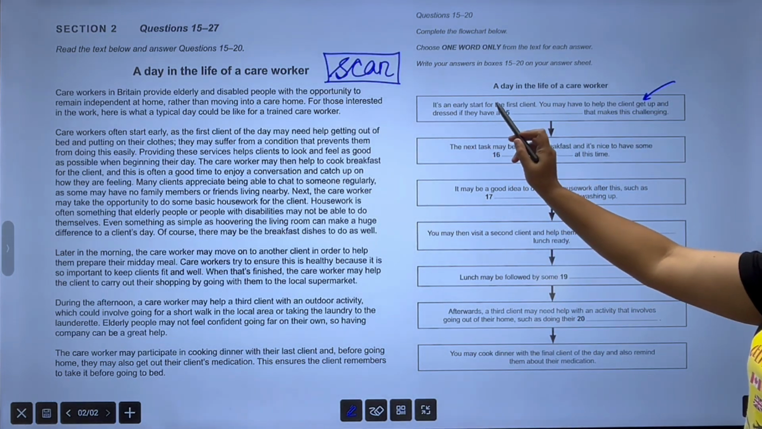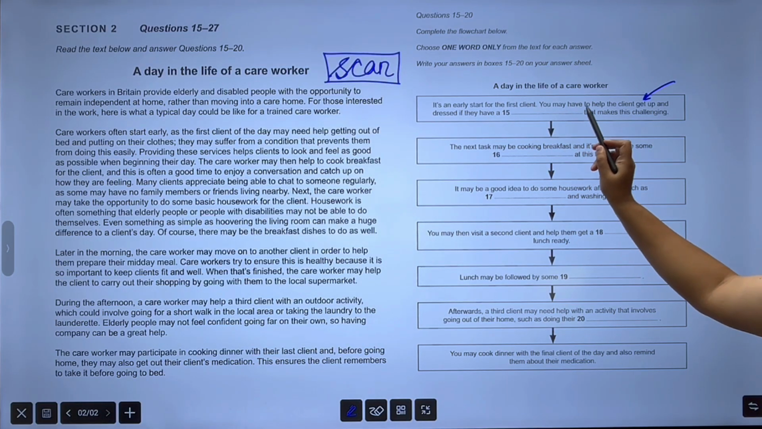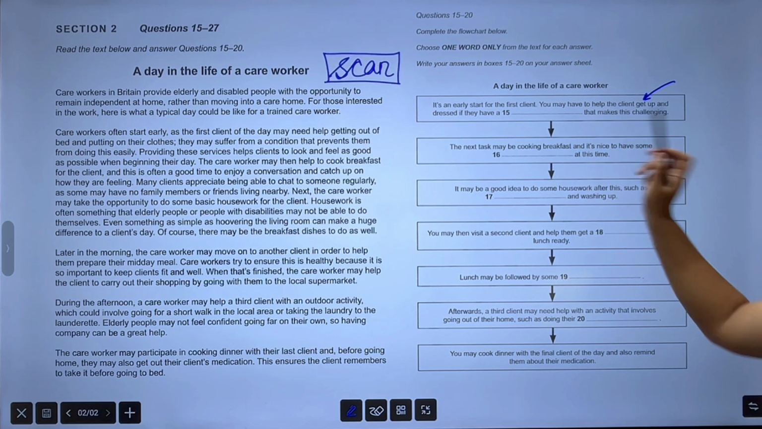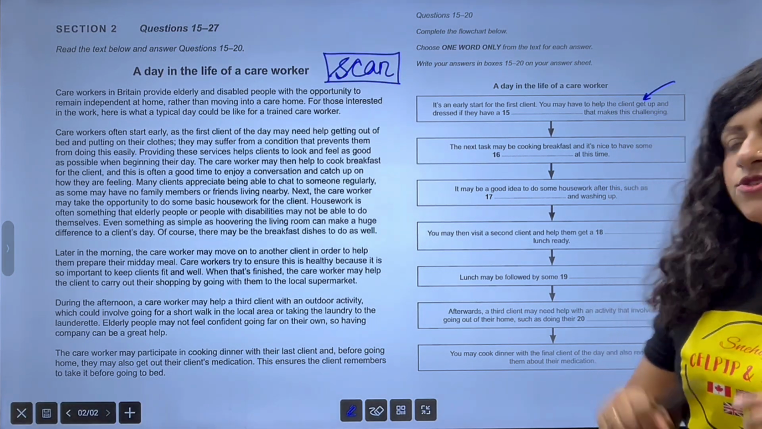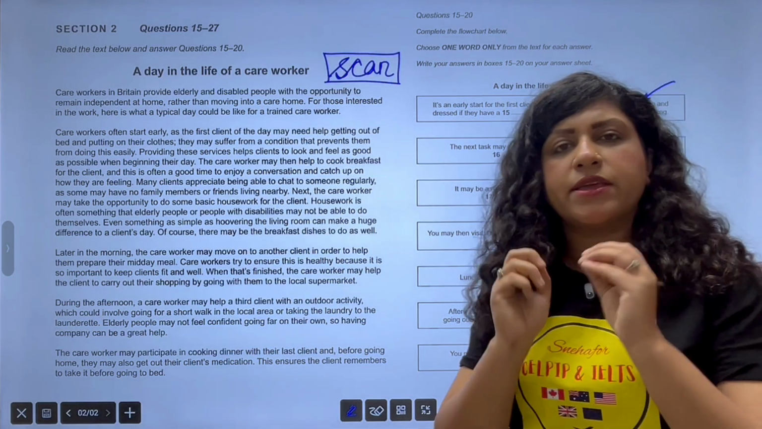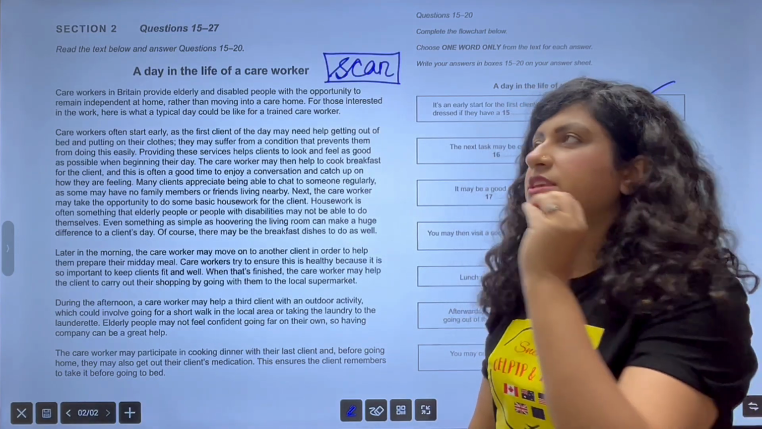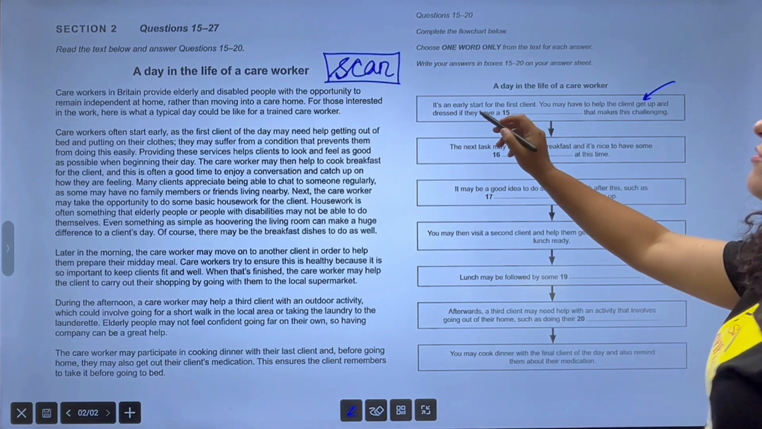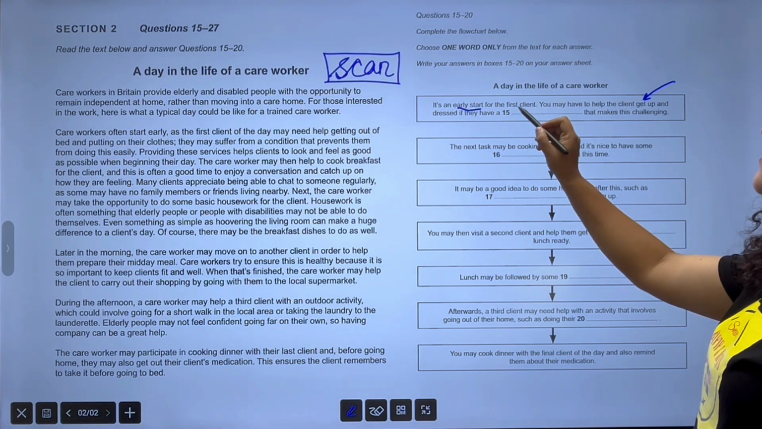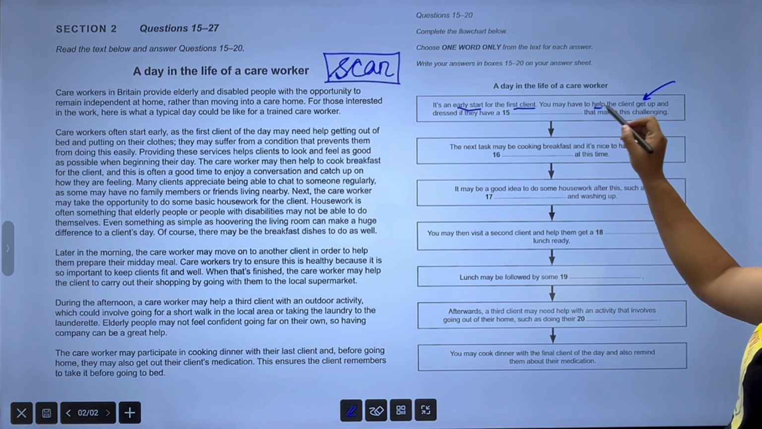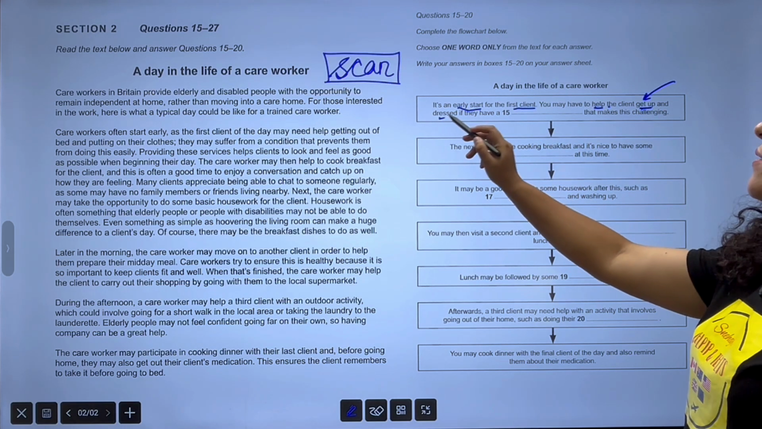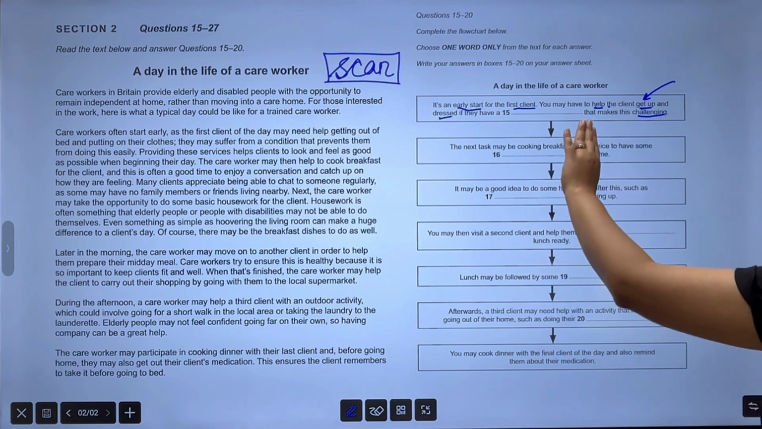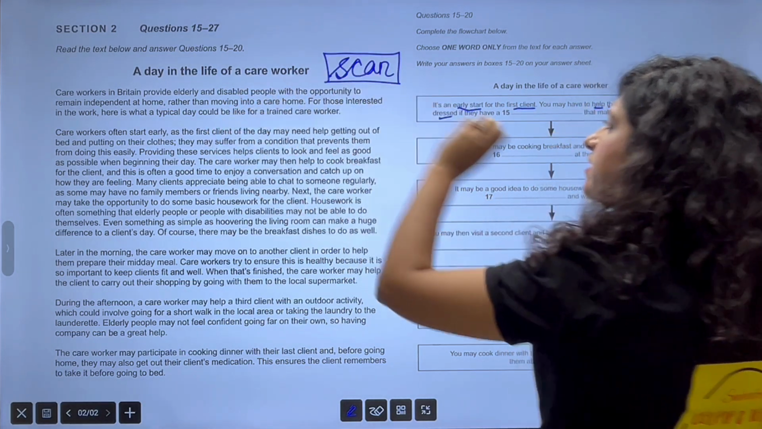It is an early start for the first client. You may have to help the client get up and dressed if they have a dash that makes this challenging. Now here, if I want to identify my keywords, those will be the main words that will help me find the answer. So my keywords here would be early start, first client, help, get up, dressed, challenging. And I'll be searching for these keywords in the text.